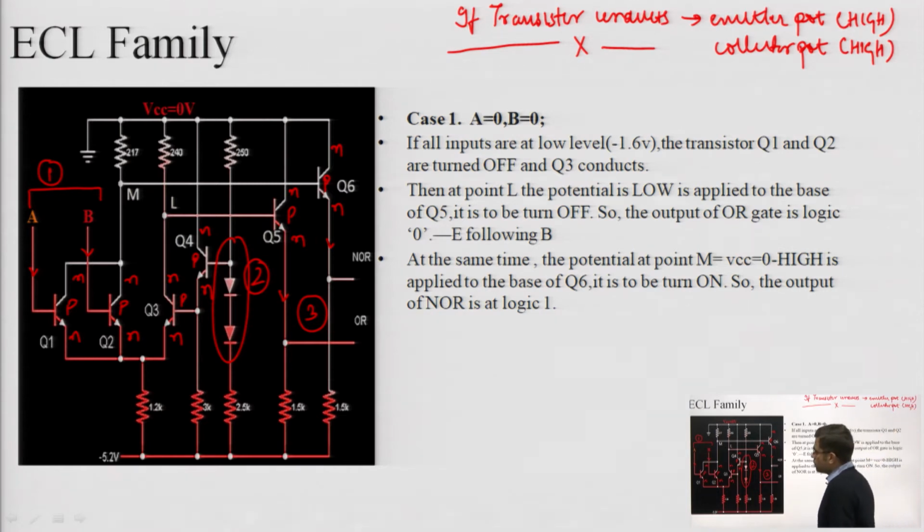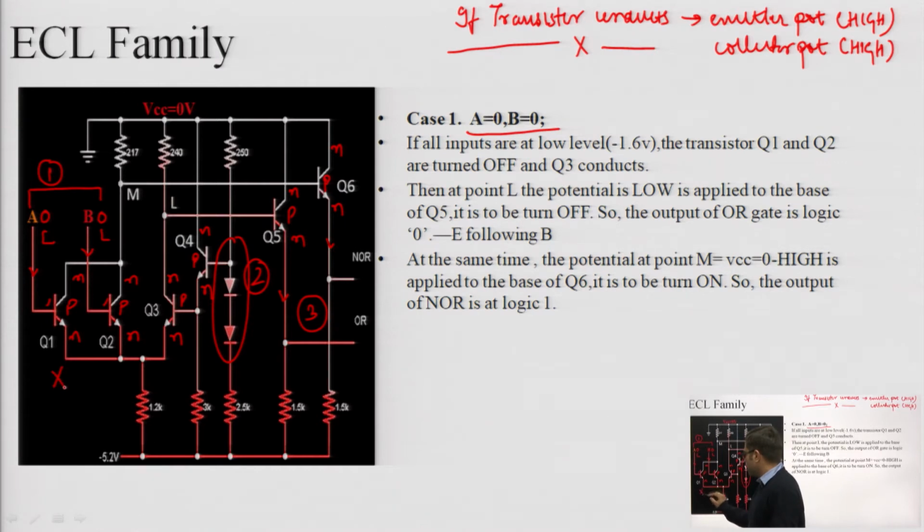So let's start with the case A equal to 0, B equal to 0. That means both the inputs are low. We can see that the low inputs are connected to the p base, so these transistors will be reverse biased. That means Q1 and Q2 will not be conducting. If these are not conducting, then the emitter potential must be low.